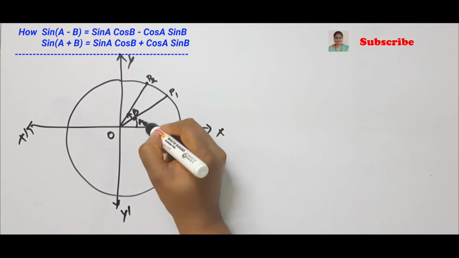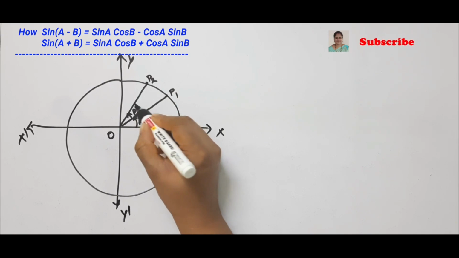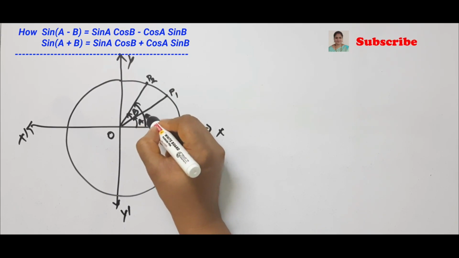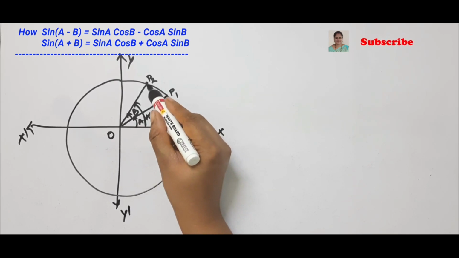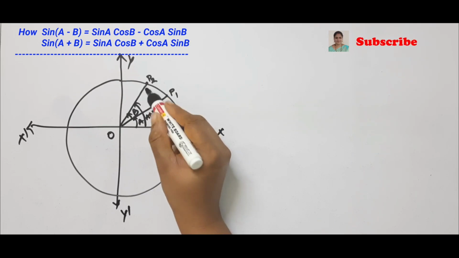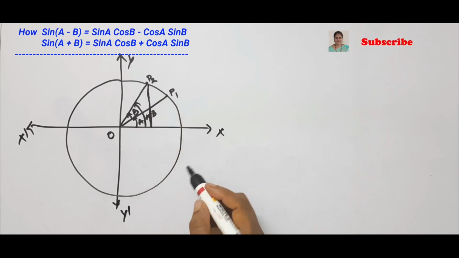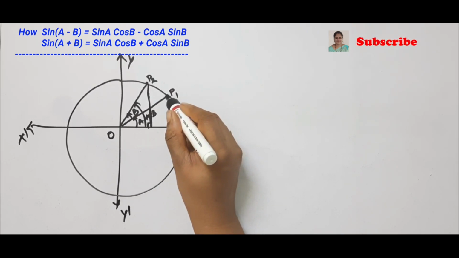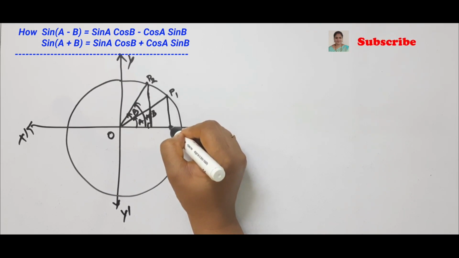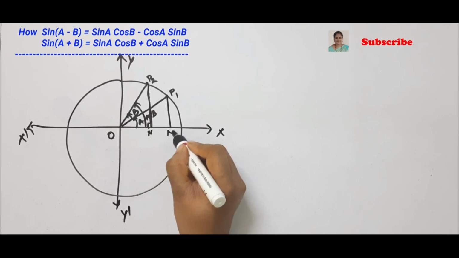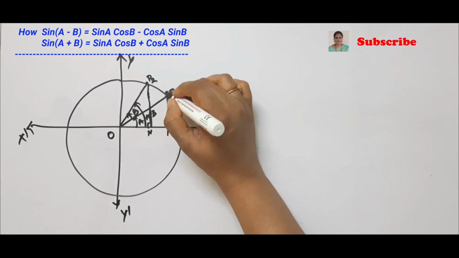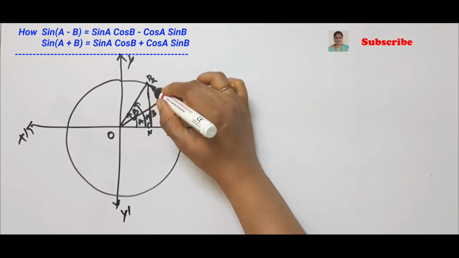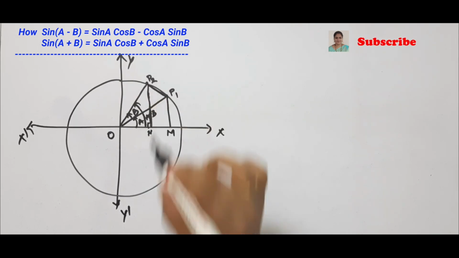Now, if you want to calculate the sine of this whole angle, this is nothing but A plus B. We are going to calculate sine of this whole angle, that is A plus B. To get sine of A plus B, draw a perpendicular from here to here. Draw another perpendicular from P1 to here. Let this point be N, and let this point be M. Now, draw a chord from P1 to P2.